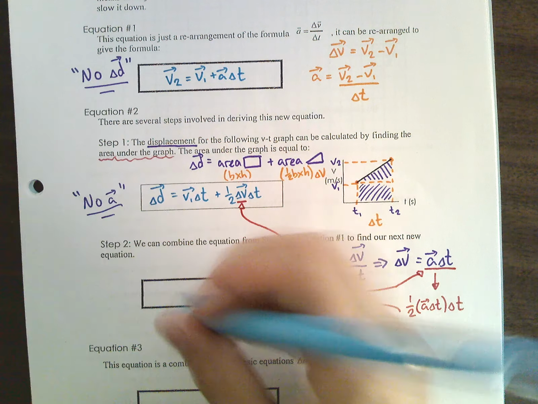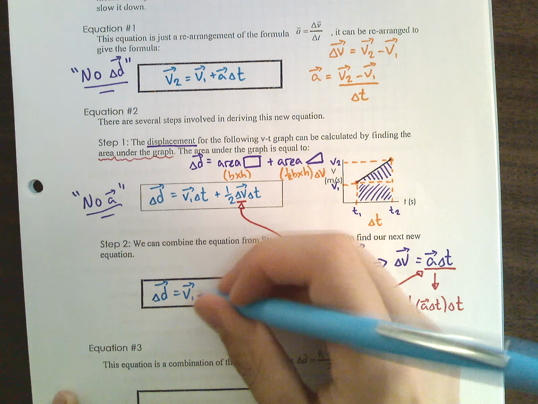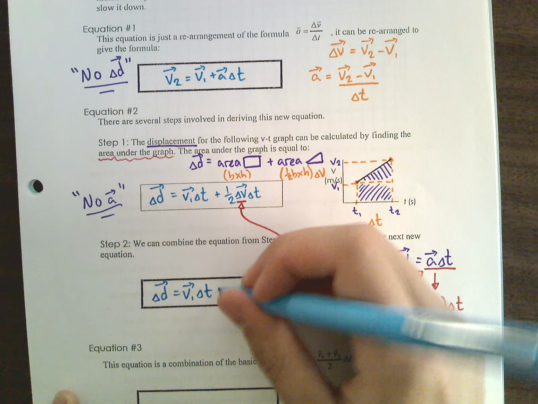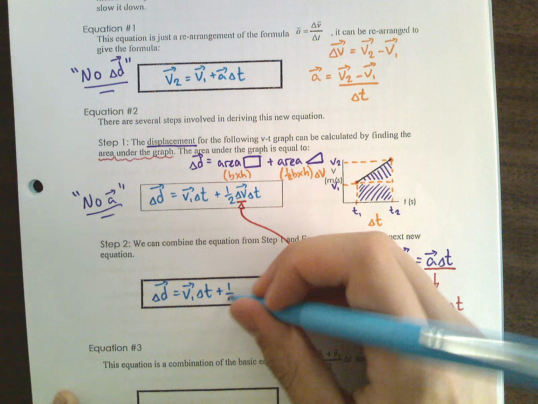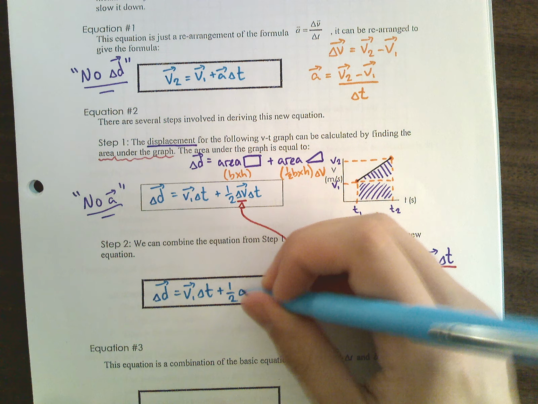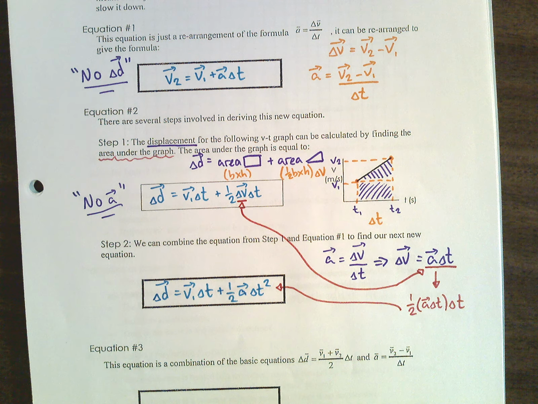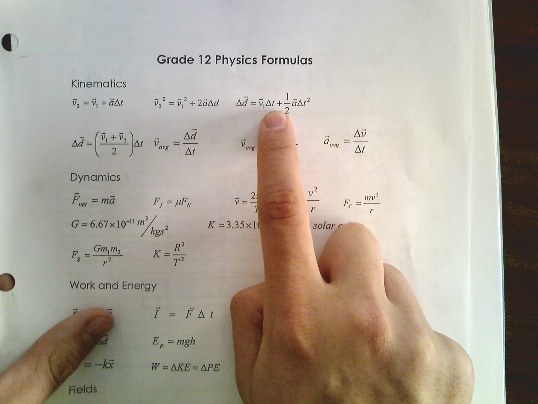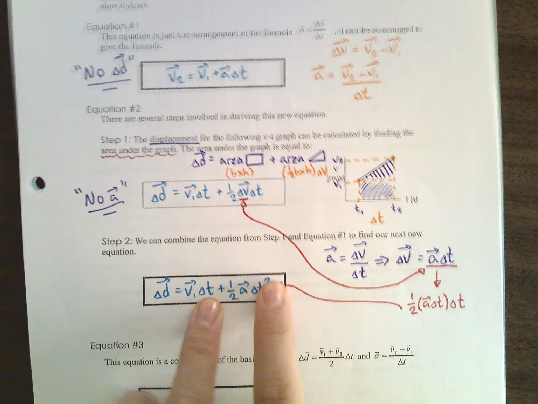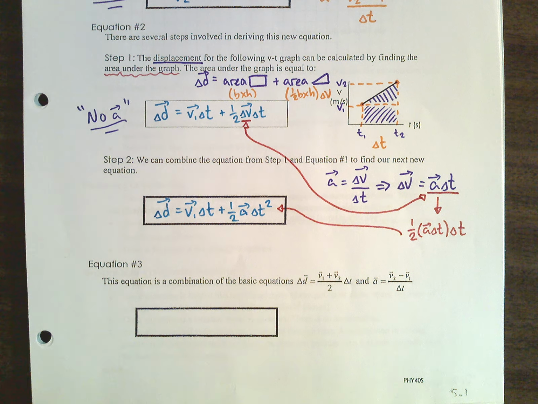Everything at the start is the same. Delta D is equal to V1 delta T plus 1/2 A delta T. So A and delta T times delta T is just delta T squared. And there you have it. Look at that. Boom. That exists right there. Delta D equals V1 delta T plus 1/2 A delta T squared. So we have two of our formulas. Let's move on to equation number 3.